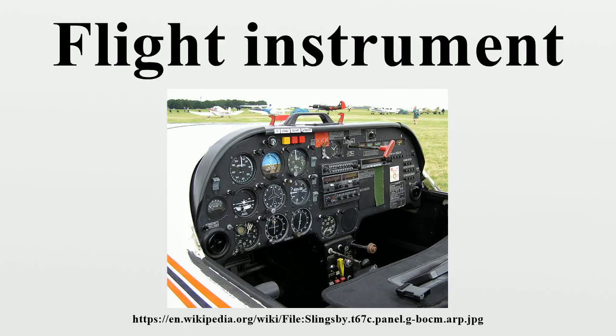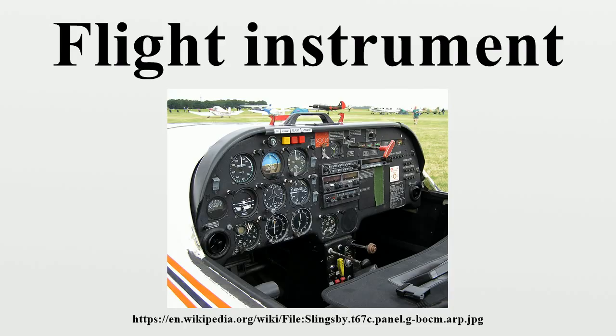Heading indicators. The heading indicator displays the aircraft's heading with respect to magnetic north when set with a compass. Bearing friction causes drift errors from precession, which must be periodically corrected by calibrating the instrument to the magnetic compass. In many advanced aircraft, the heading indicator is replaced by a horizontal situation indicator which provides the same heading information, but also assists with navigation.